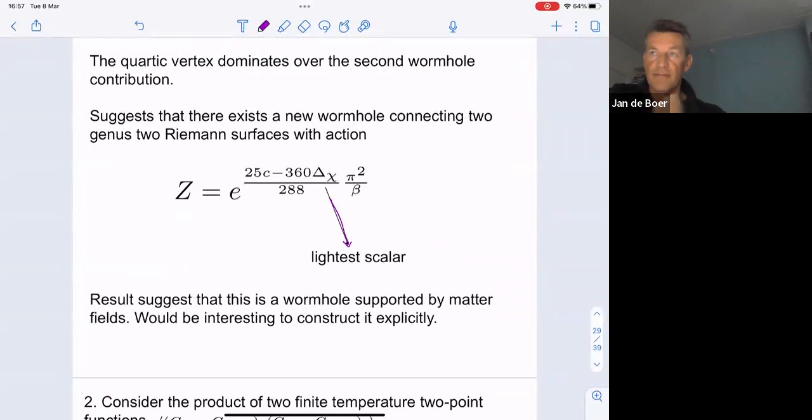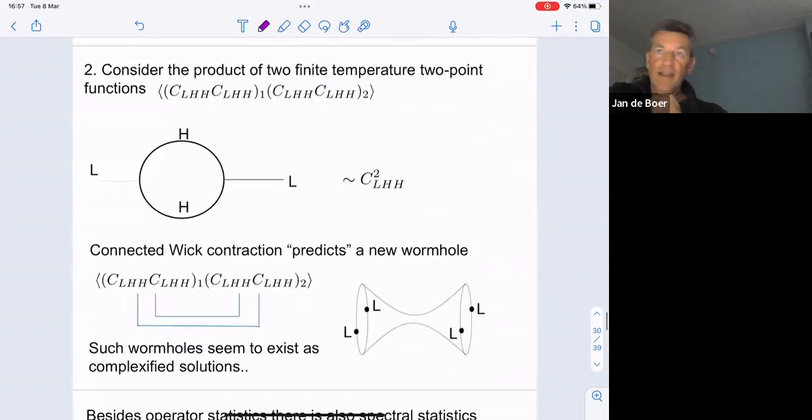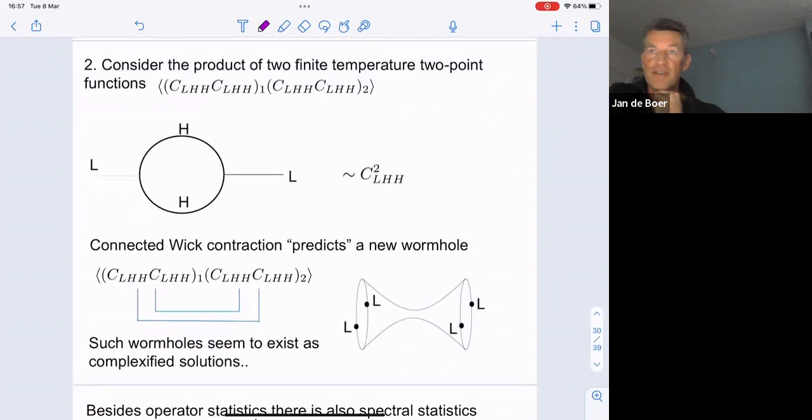A simpler case is if you simply take the thermal two-point function and you take two copies of the thermal two-point function. This is literally the thing that you can call ETH. If you take the product of two two-point functions at finite temperature, there's again this non-trivial Wick contraction, which is drawn here, which again suggests that there should be formal solutions that look like this thing here, with two finite temperature boundaries and four light fields supporting it. And this is something that one can check. So this is work in progress, but it appears that these wormholes exist at least as complexified solutions. And it may well be that these complexified solutions also have the right magnitude to explain this connected correlator. And this would be a very nice check of this general formalism.